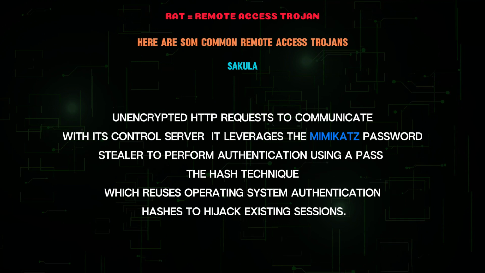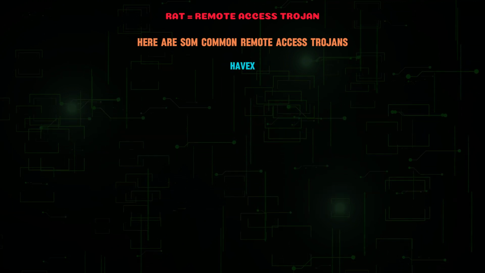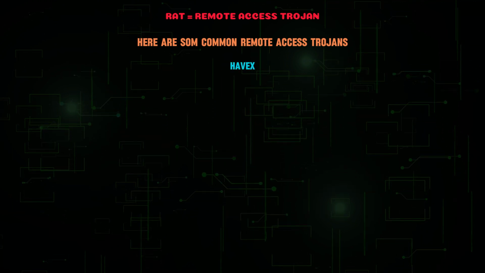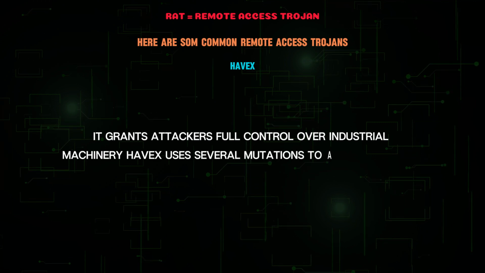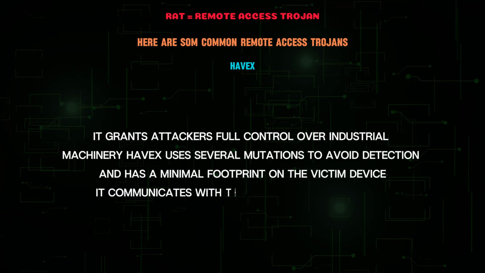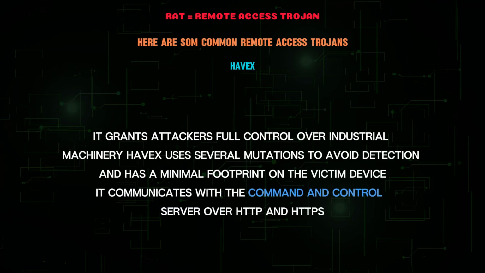Havex. Havex is a remote access Trojan that targets industrial control systems. It grants attackers full control over industrial machinery. Havex uses several mutations to avoid detection and has a minimal footprint on the victim device. It communicates with the command and control server over HTTP and HTTPS.